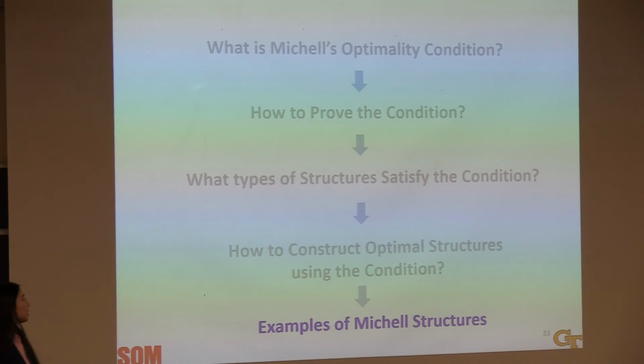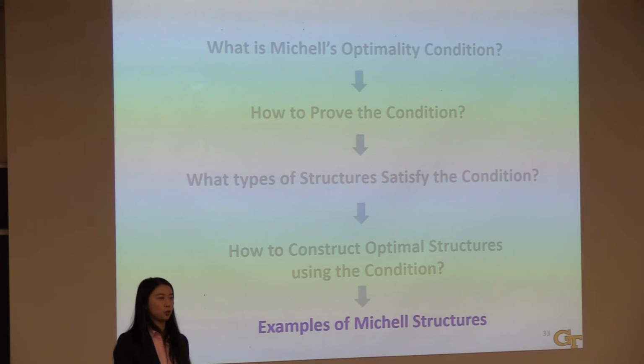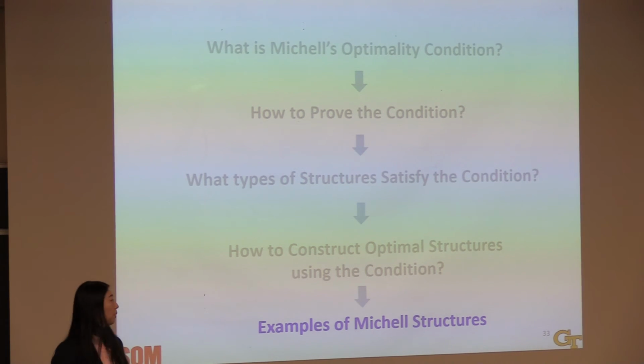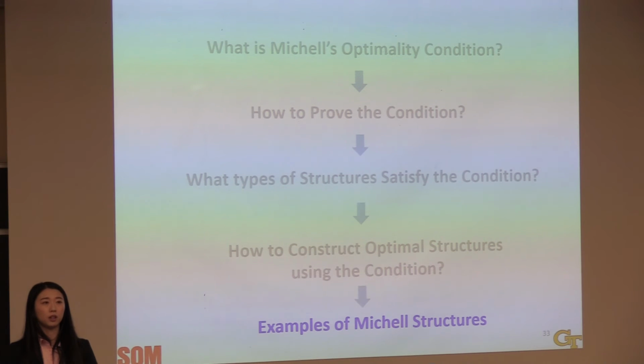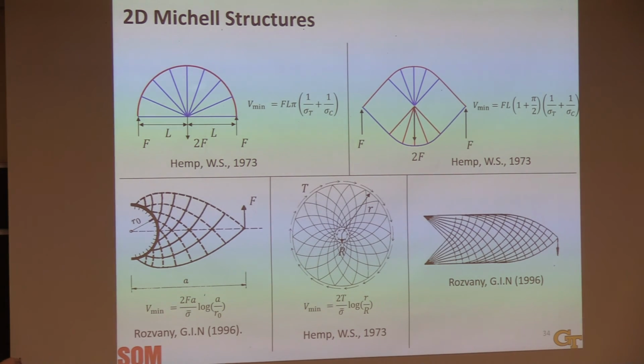So now we've seen some of the coordinates, or the Hencky nets, we can use to construct optimal structures with minimum volume. Then let's see some examples of the Michell truss. And here I show you some 2D examples of Michell structures. Today I'm going to show you the very simple derivation of these two structures.